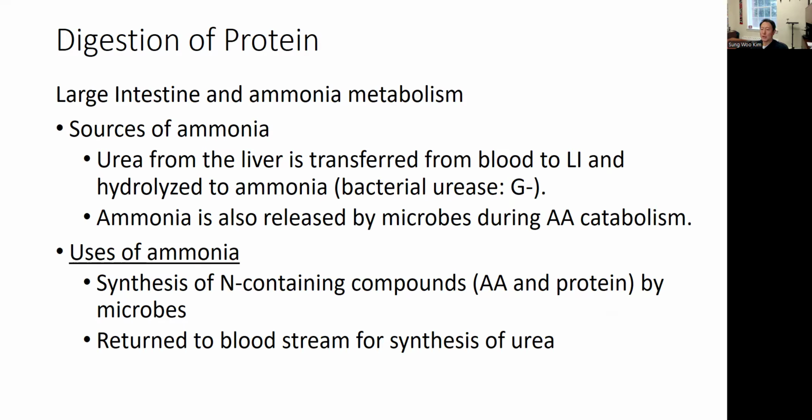And then this ammonia will be used by bacteria as a source of nitrogen to make other amino acids and so on. Or the ammonia can be absorbed again, going through the blood circulation and used for the production of urea in the urea cycle. So this ammonia and urea is cycling around in the body as well. And the large intestine has some role here.